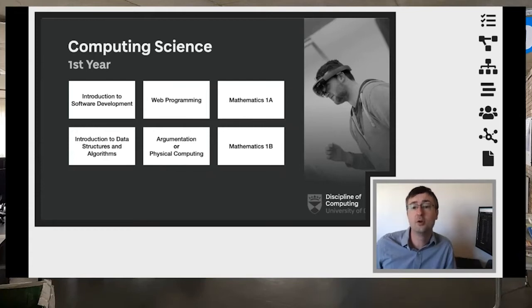We then have modules in mathematics so that you can get that core understanding of mathematical principles, which are really key to becoming a successful computing scientist. And then finally, we can give you the option of either studying a module of argumentation, which is where we can begin to understand how arguments are formed and how this can start to play a part in artificial intelligence, or we can do a module in physical computing. And this gives you the opportunity to start to develop physical digital systems. So a combination of electronics, design, creativity, and computing.